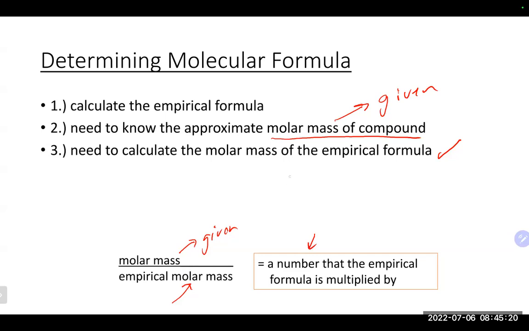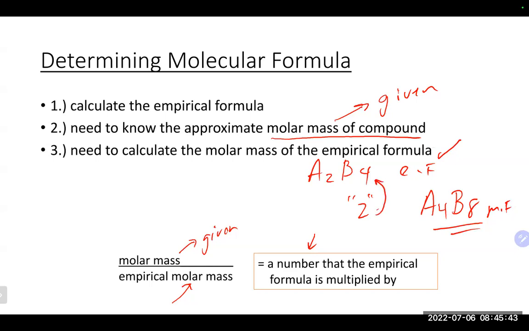Let's just say we had an empirical formula of A2B4, something like that. We did this and we got like a 2 as our number. We basically would then multiply the empirical formula by 2, and that would give us A4B8 as our molecular formula in this particular case. So whatever number you get, you multiply your empirical formula by, and that will give you your molecular formula. And again, that's why in this case it actually is safe to round, even if it's not perfectly a whole number, because it should be a whole number multiple. Any questions on that?